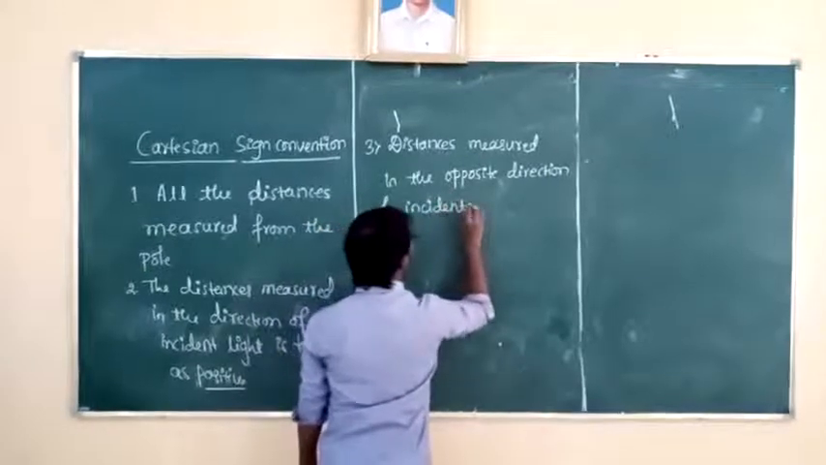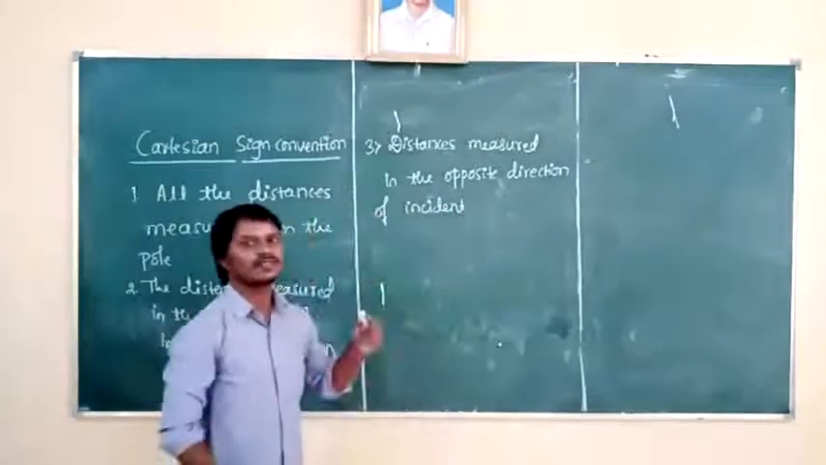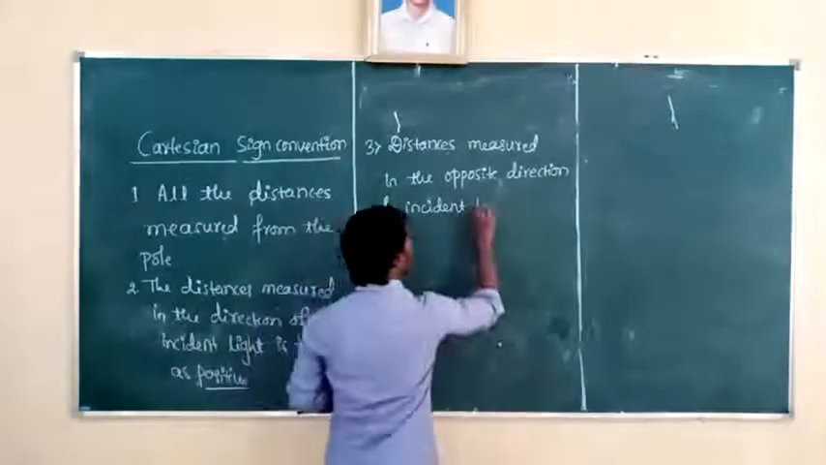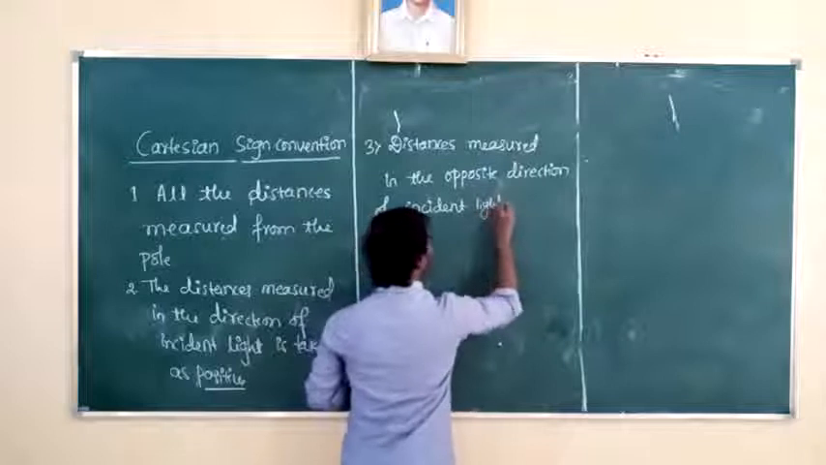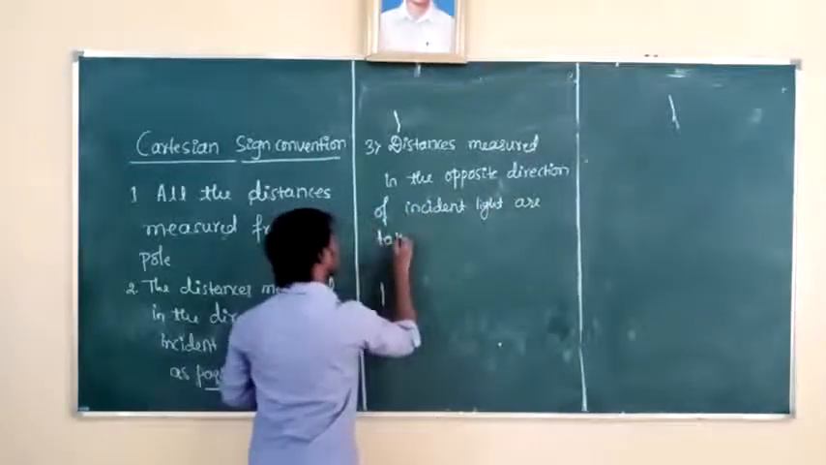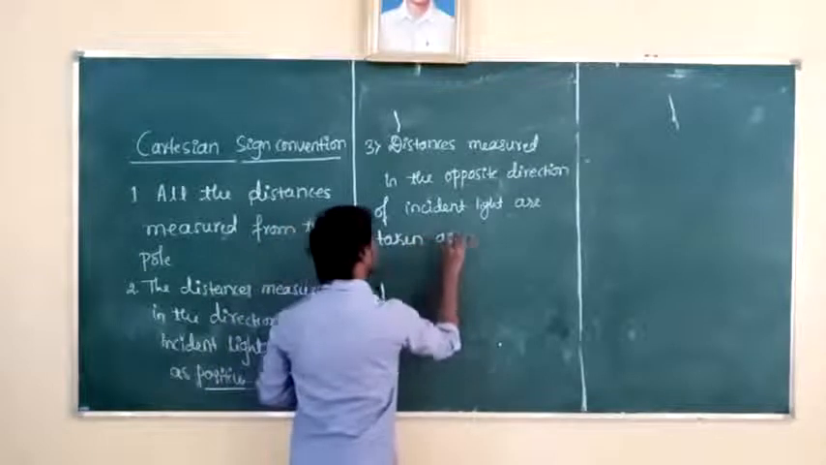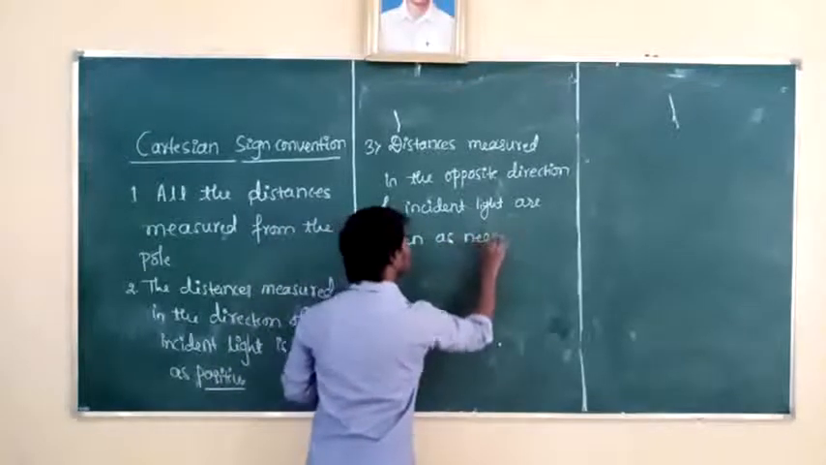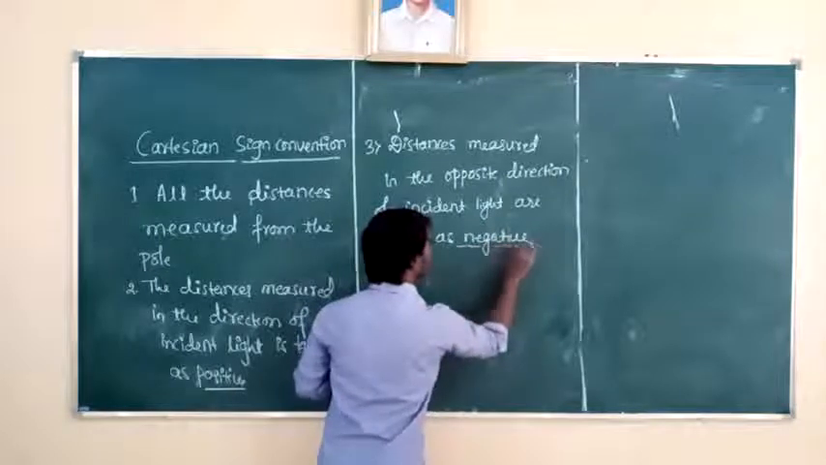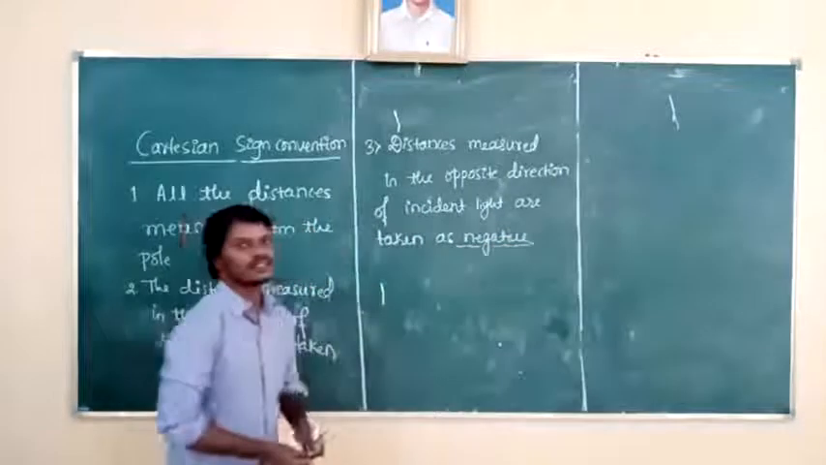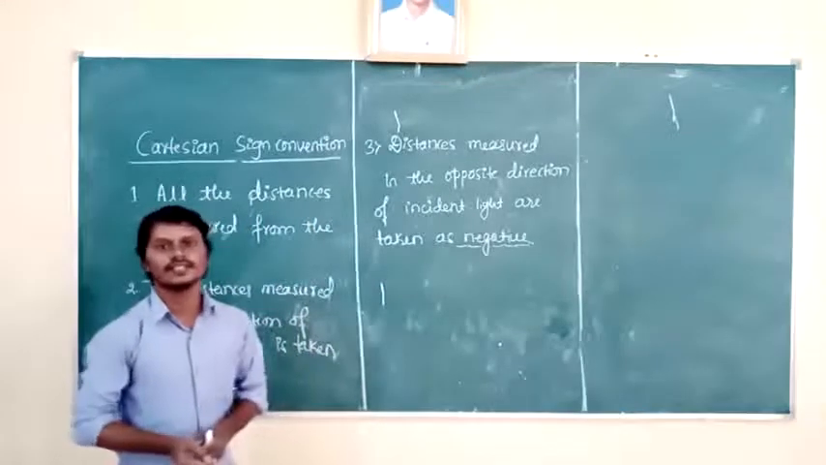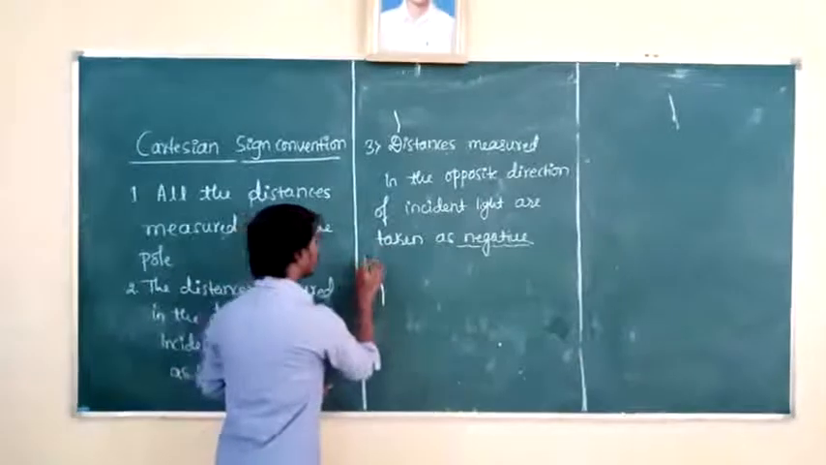What do you mean by incident light? The light that falls on the mirror is called incident light. Distances measured in the opposite direction of incident light are taken as negative. This is very important. If we measure distances in the opposite direction of incident light, we have to take them as negative.